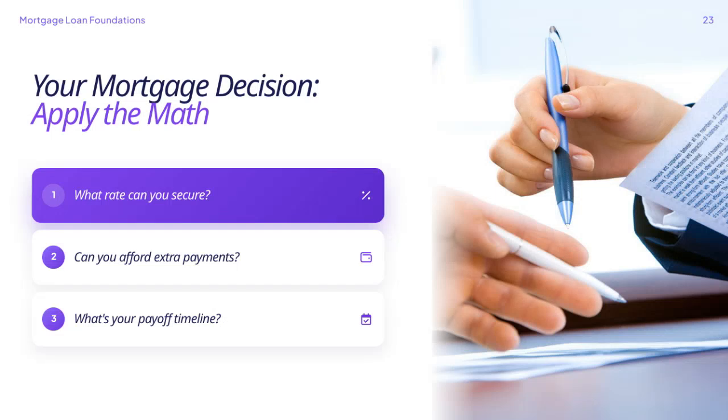When making your mortgage decision, it's important to apply the math carefully. First, consider what interest rate you can secure. Your rate will have a big impact on your monthly payments and the amount you pay over the life of the loan. Next, think about whether you can afford to make extra payments beyond your regular mortgage. This can help you pay off your loan faster and save on interest. Finally, look at your payoff timeline, how quickly you want to or can realistically pay off your mortgage. These three factors together form the foundation for smart mortgage decisions, helping you balance affordability and long-term financial goals.